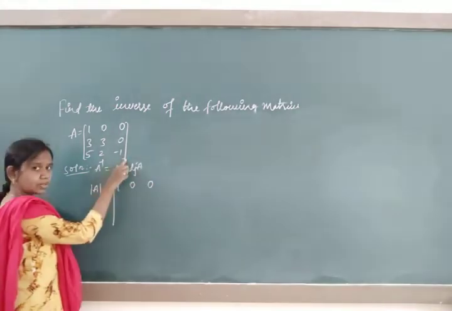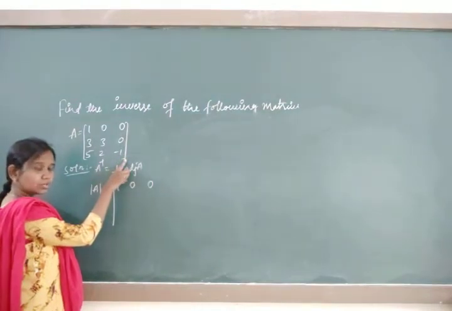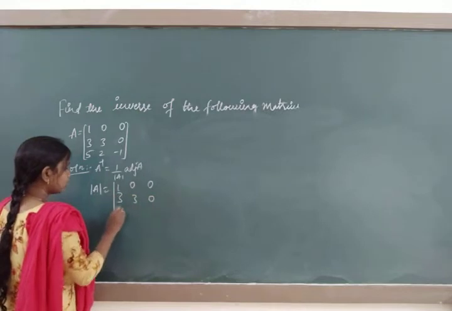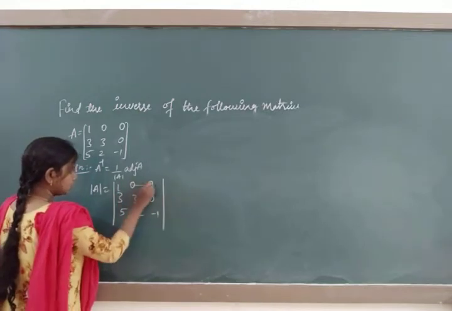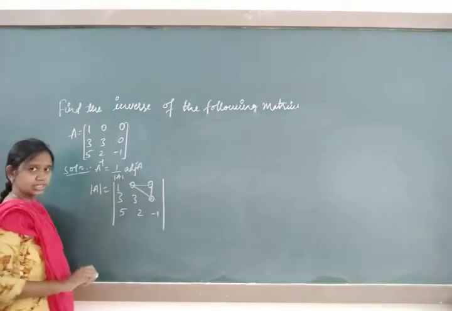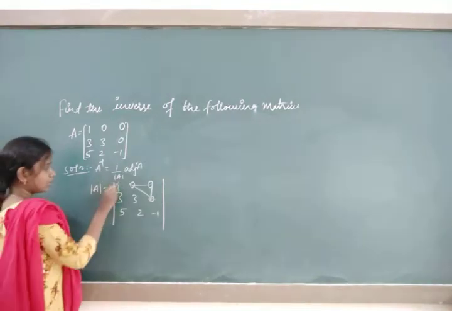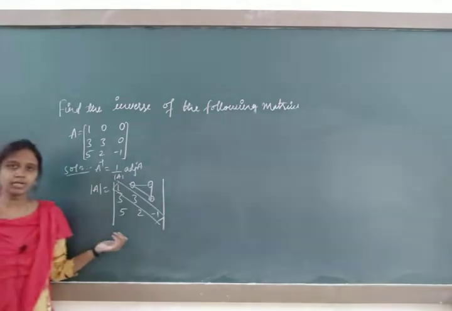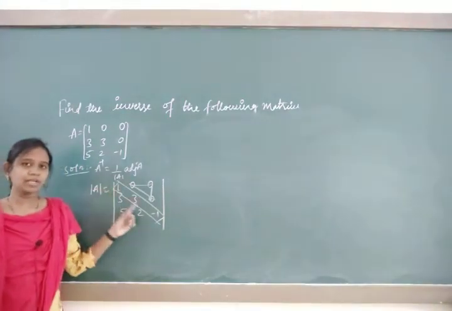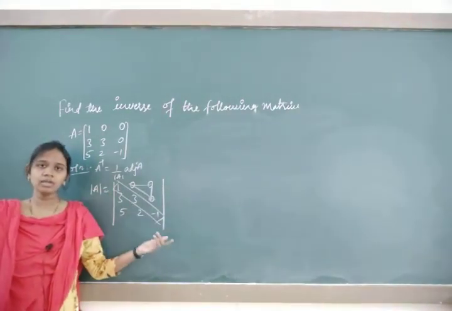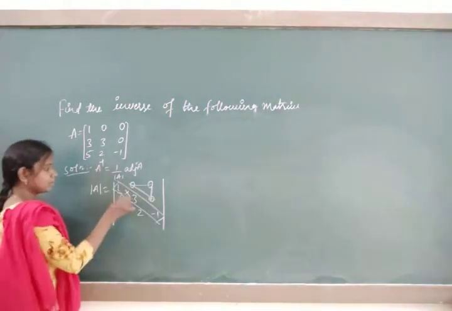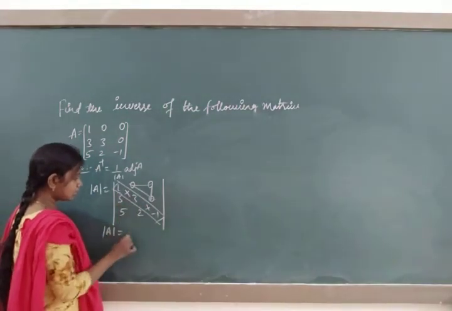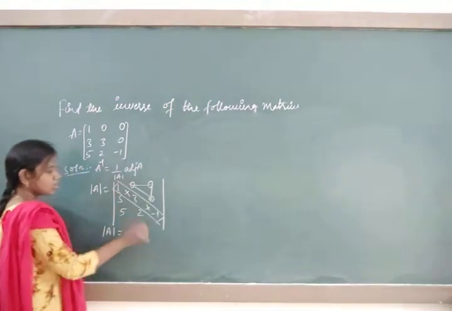So don't equate to the matrix. A matrix does not have any solution, so keep it in a bar. So it's 1 3 3 0, it's 5 2 minus 1. Now observe this, it is in the shape of a triangle, and if the elements above the principal diagonal are 0, what is the value of the determinant? It is the product of the principal diagonal elements. Multiply. So determinant A equals 1 into 3 is 3, 3 into minus 1, it's minus 3.